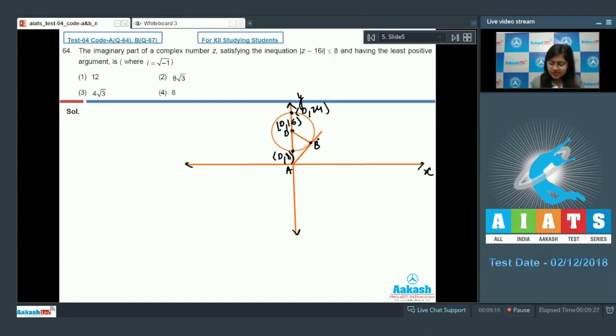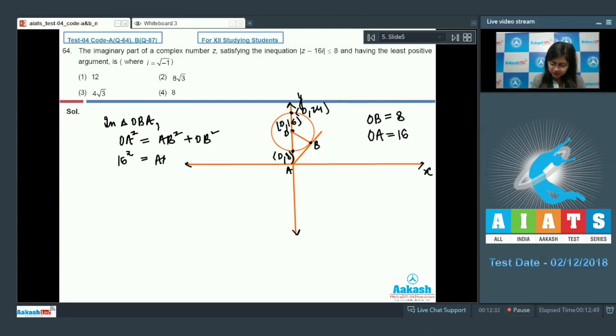Now here OB is given to be equal to 8 because it is the radius of the circle, right? And here the distance OA is equal to 16. So in right triangle OBA, we can find the value of AB, right? Now OA square will be equal to AB square plus OB square, that is 16 square is equal to AB square plus 8 whole square. Therefore AB will be equal to 8 root 3.